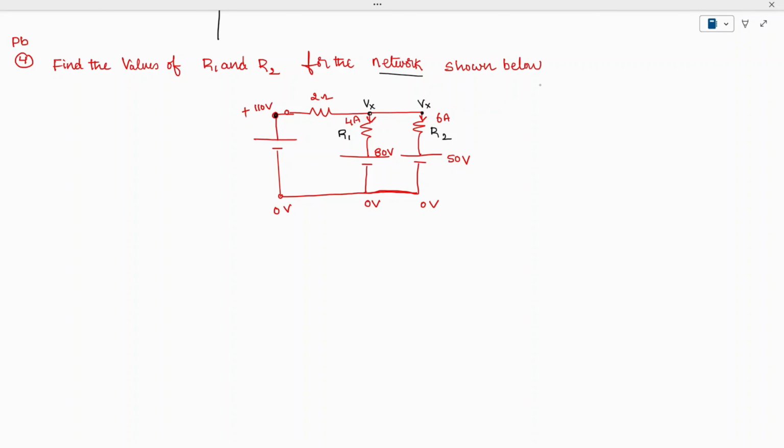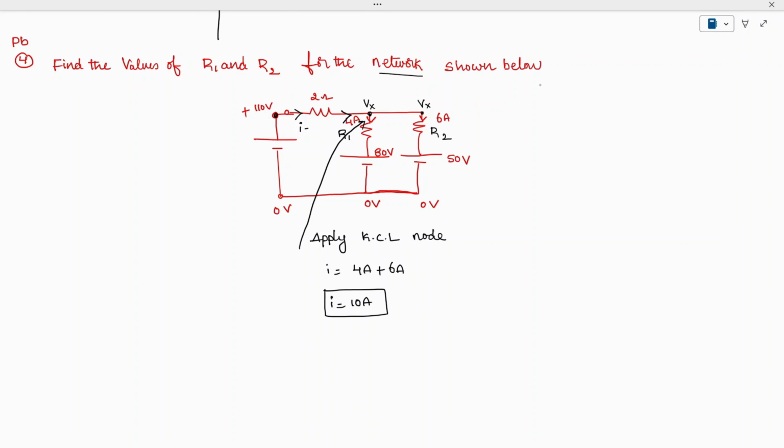Now let's try to find the total current. To find the total current, apply KCL at this point. By applying Kirchhoff's current law at this node, you can find the total current. I am assuming this total current as I. So current I is entering. You can see here current I is entering and it is leaving as 4 amperes in this branch and 6 amperes in this branch. Therefore, the value of I is nothing but 10 amperes.